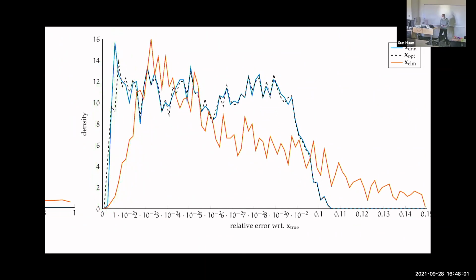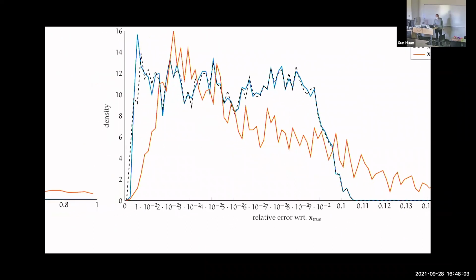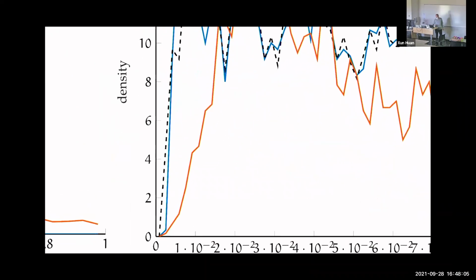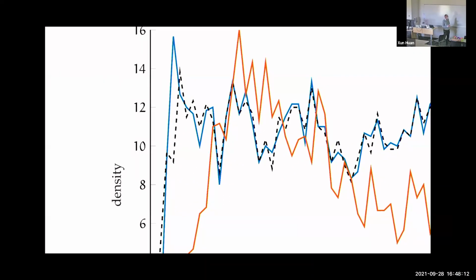And now comes something very interesting, which we observed. I don't know if you see that, but up here, you see the density of our DNN is better than the optimal one. How can I be better than the optimal one? That is impossible.